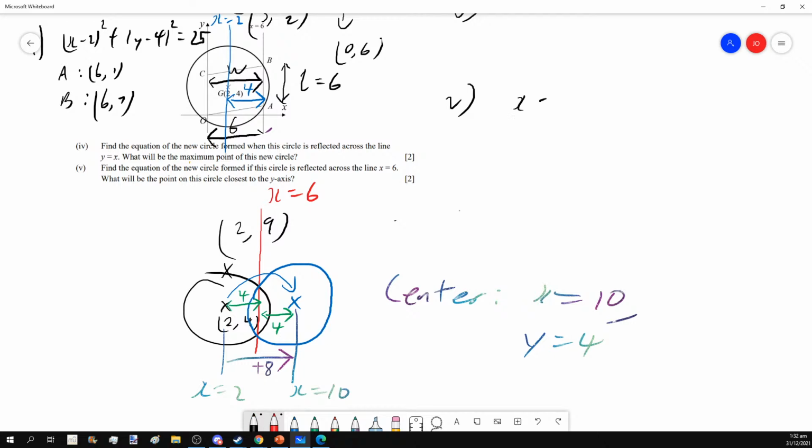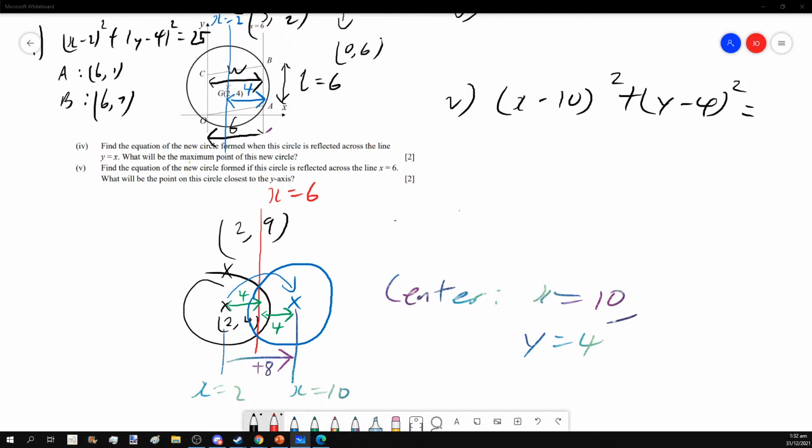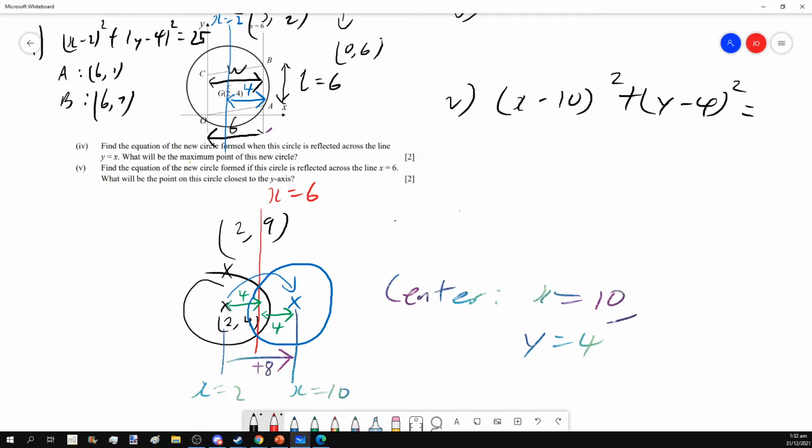We will have x minus x coordinate square plus y minus y coordinate square equals to radius square. Thankfully, the radius again didn't change. The radius is still 5. So if the radius is 5, then we can expect to have 25 over here, r squared. This will be the equation of the circle.